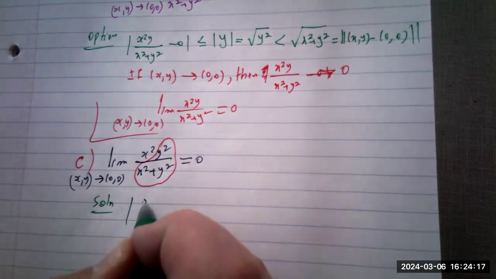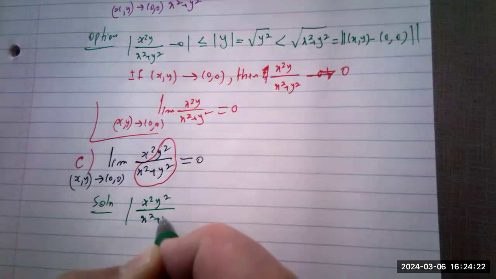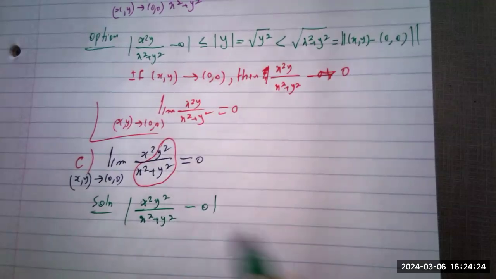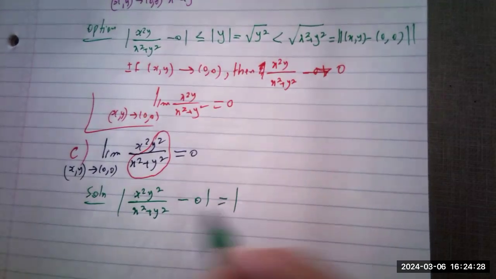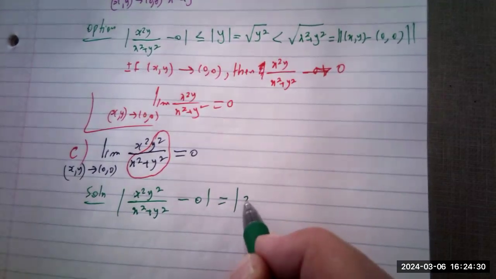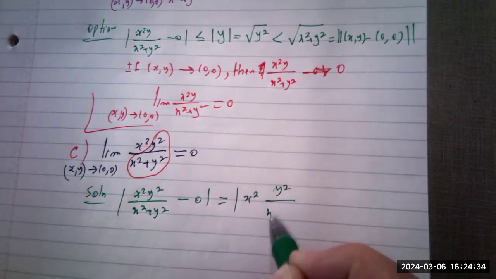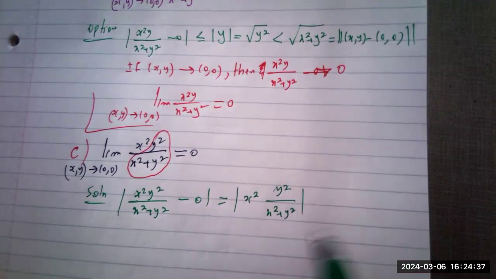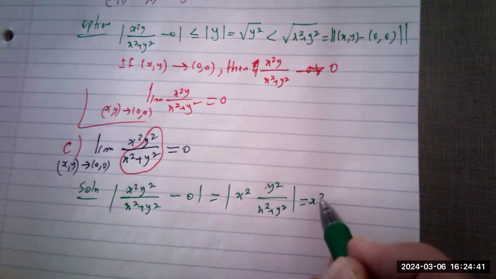The solution is going to be x squared y squared over x squared plus y squared. You want to estimate it, make it 0. Again, you don't need the absolute value at all in this case, so it's going to be x squared y squared over x squared plus y squared. All of them are positive.